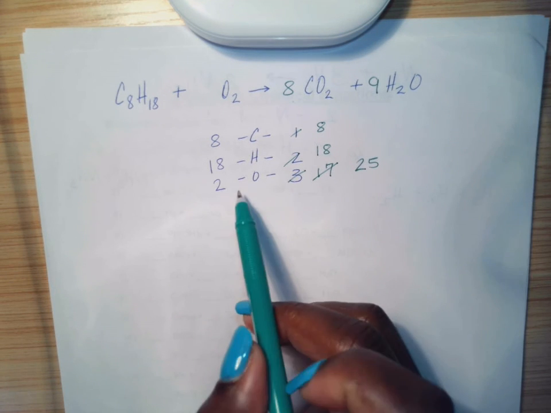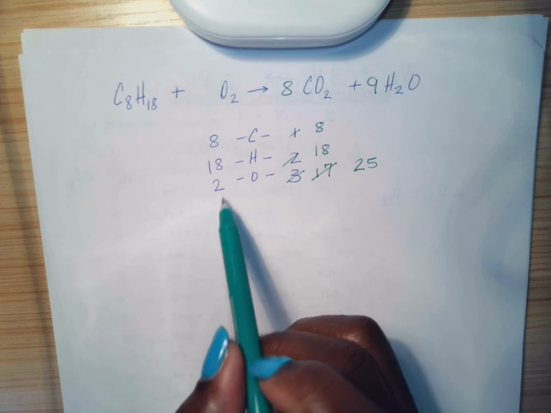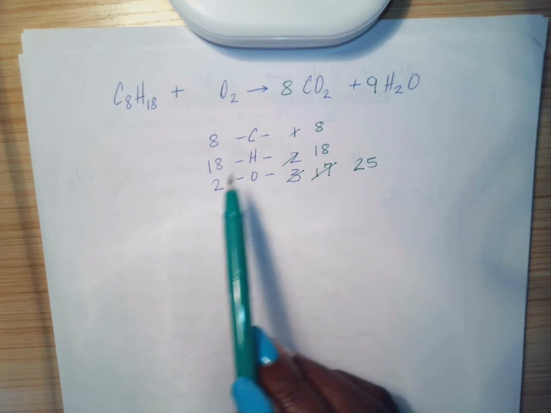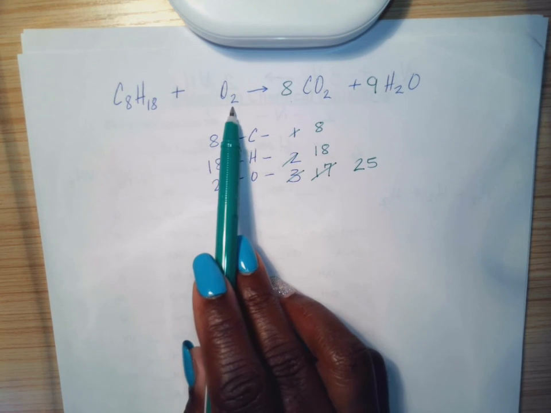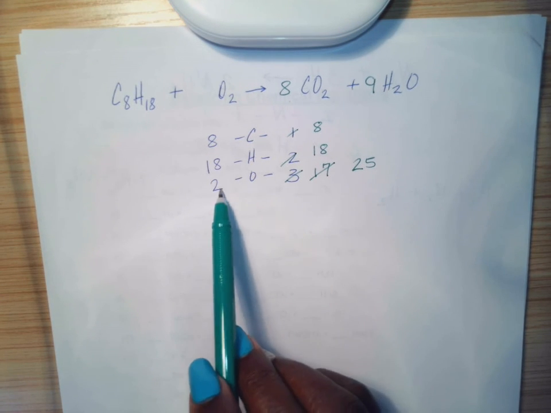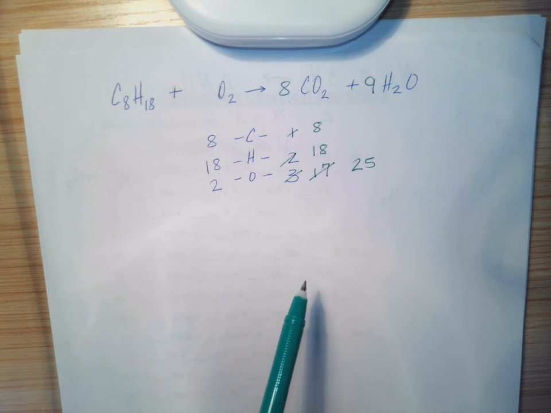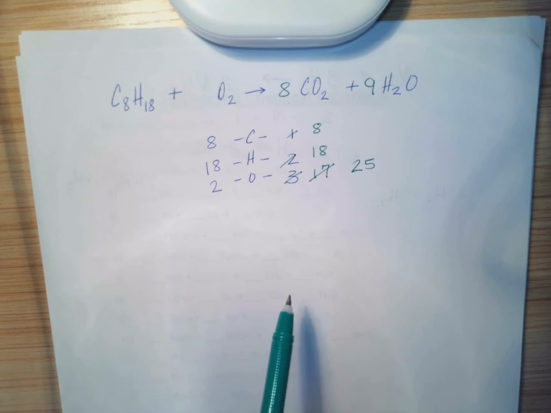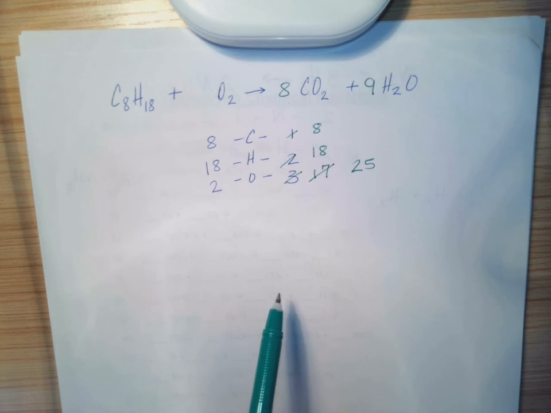So now we need to go and balance our oxygen. We only have oxygen one place on the reactant side, and so it has a coefficient of 2, so we need a number that we can multiply by 2 to equal 25. There's no whole number that we can multiply by 2 to equal 25. So please keep that in mind, that when you're balancing chemical equations, you need whole numbers, no fractions.